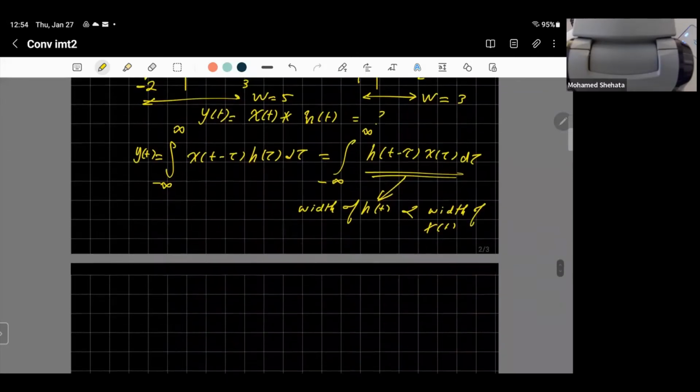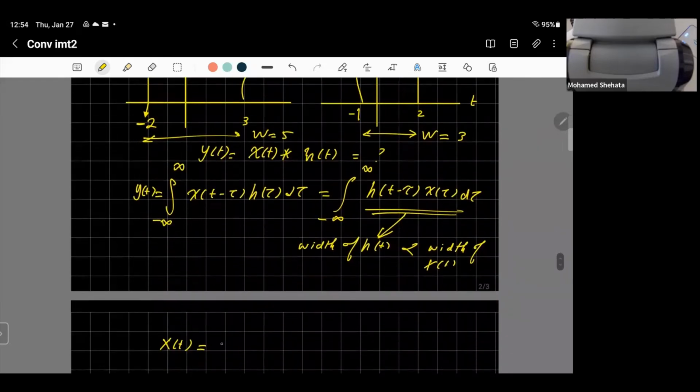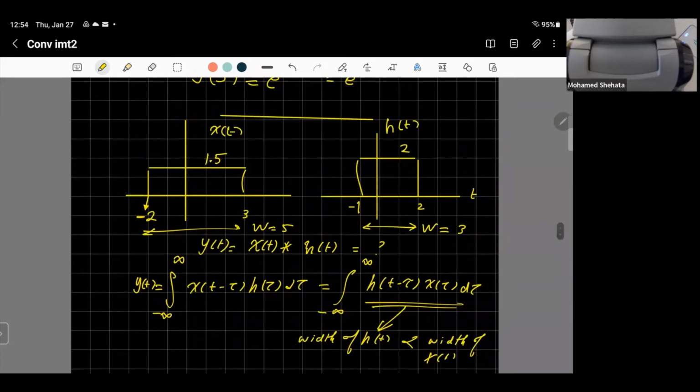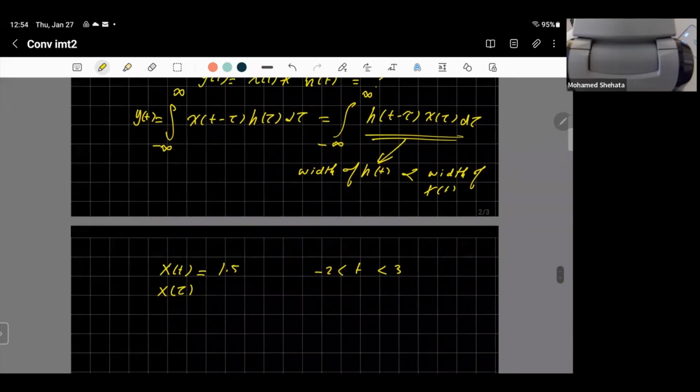First you write the expression of x(t). x(t) equals 1.5 when t is greater than -2 and less than 3. X of t is equal to 1.5 from -2 to 3, because beyond these two limits it's equal to 0. So that's x of t. But I want x of tau. I already chose this expression, so I need x of tau. I'll say x of tau is equal to 1.5, replacing t by tau, so tau from -2 to 3.